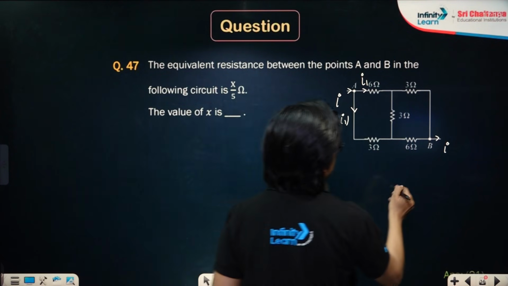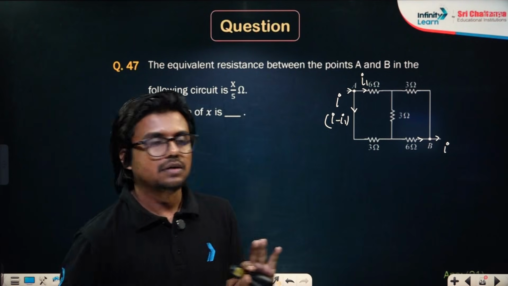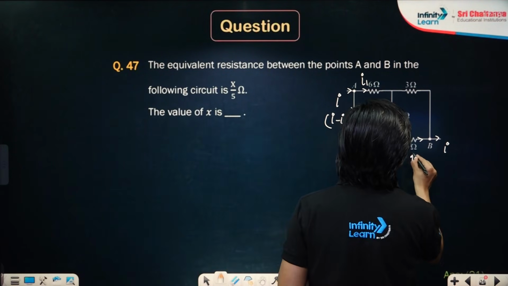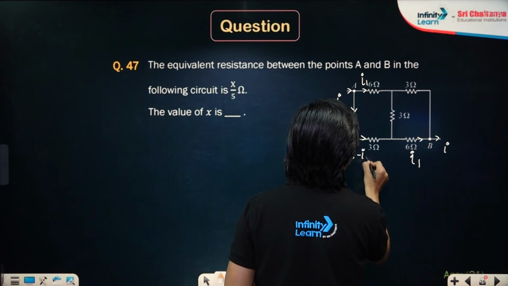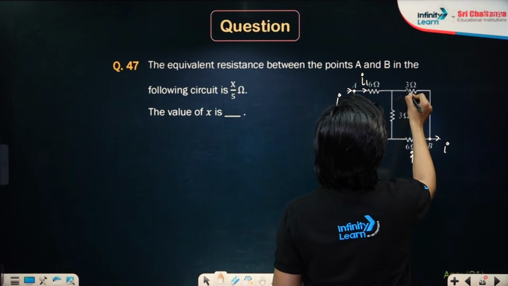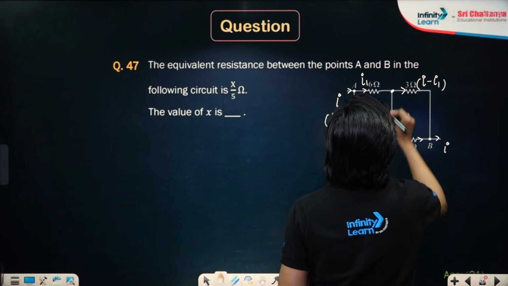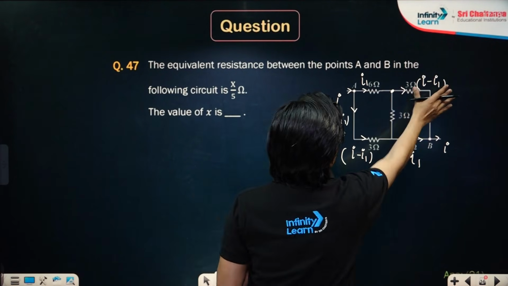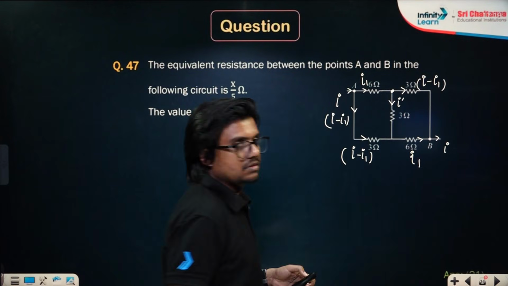Now from the symmetry I can see that in the second 6 ohm resistor, the current is I1. Here the current is I minus I1, and here also the current is I minus I1. Now at this node here, current entering is I1, current going out is I minus I1. Suppose this is I dash.